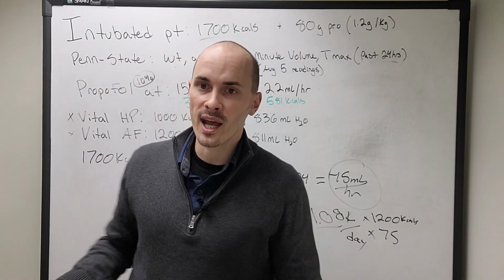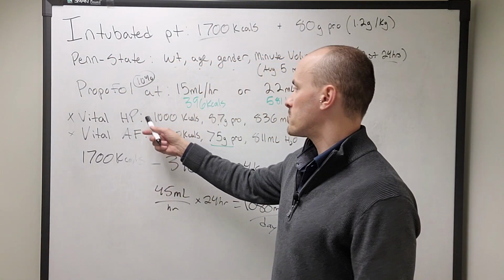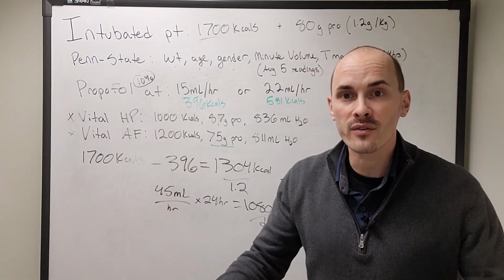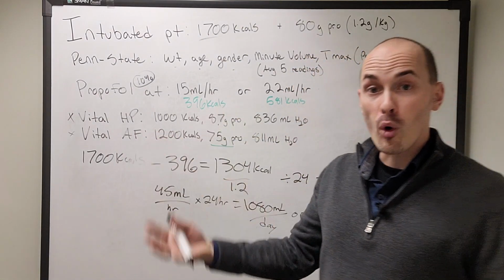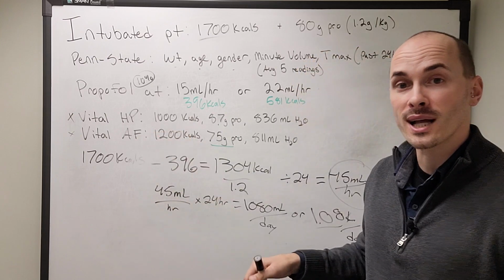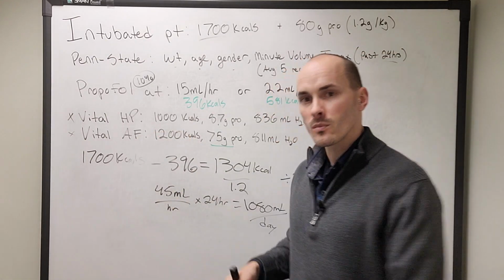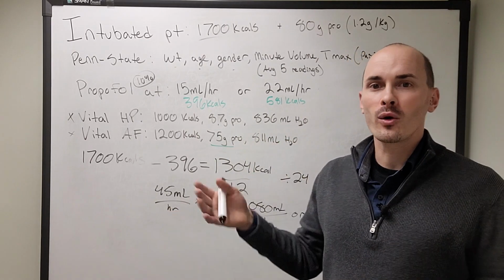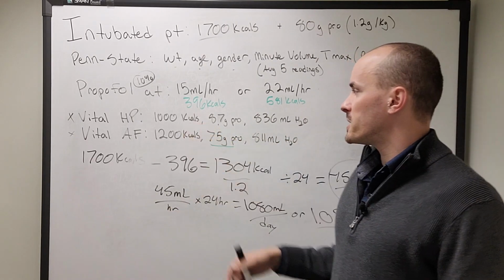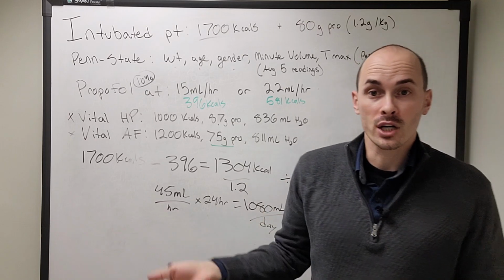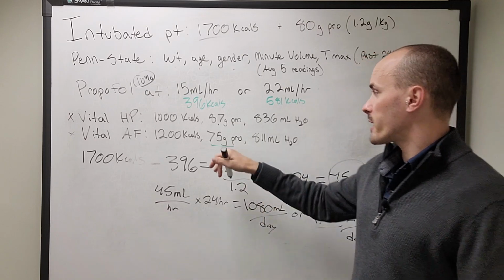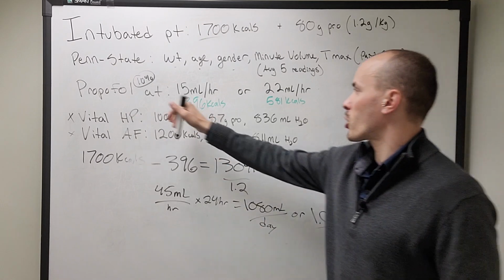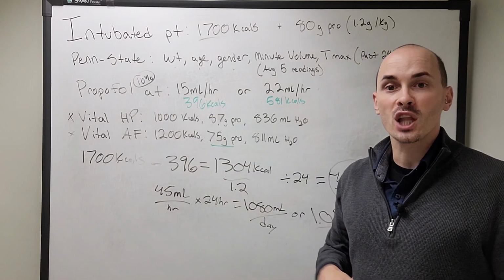Now I did this math with Vital HP. Now, if you run Vital HP at 55 an hour, you have to run it a little bit more because it's a lower calorie concentration. You'll give them like 114 grams of protein. So you could do Vital HP, but I don't think that they need 114 grams of protein. Vital AF is a better formula for them if propofol is running at this lower rate.